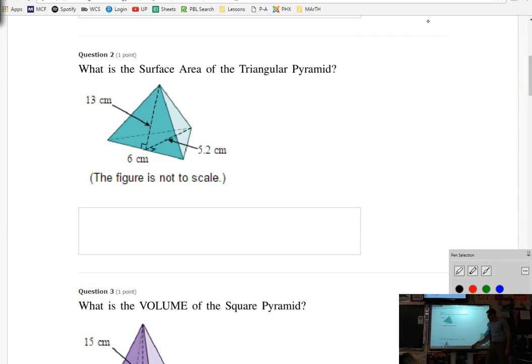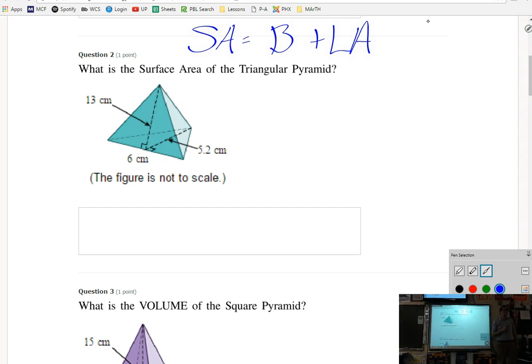So number 2, we think back to our surface area formula, and for a pyramid, the only difference is instead of having 2 bases, I've got 1 base, but I still have lateral area. How I find lateral area changes slightly. This is where people keep getting confused. So, triangular pyramid, right?